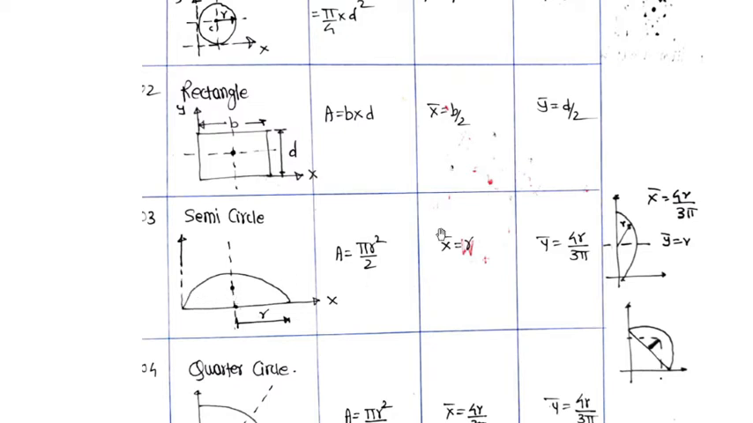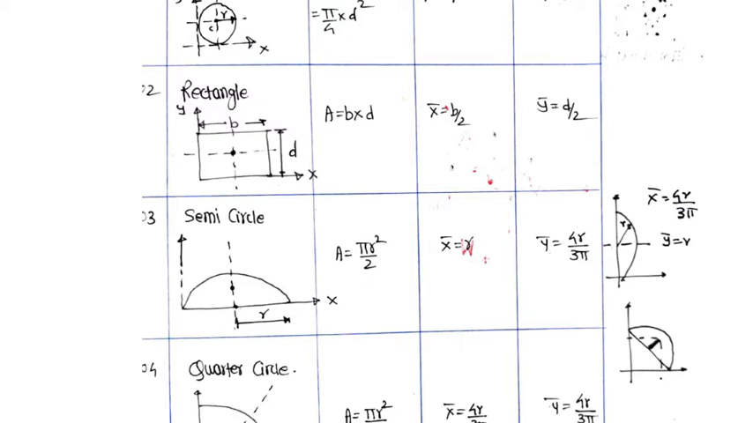So, the centroid lies somewhere here, and hence the horizontal distance can be obtained directly. X bar is equal to r. It can be written directly without calculations. While y bar, the vertical distance of the centroid, here I am showing the vertical distance, is 4r by 3 pi. This is a standard formula, 4r by 3 pi.